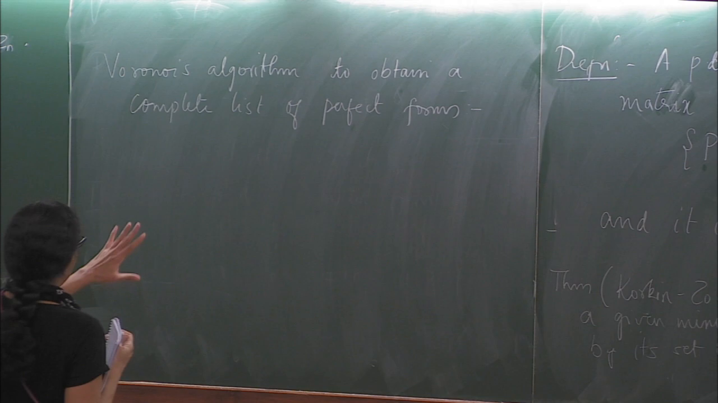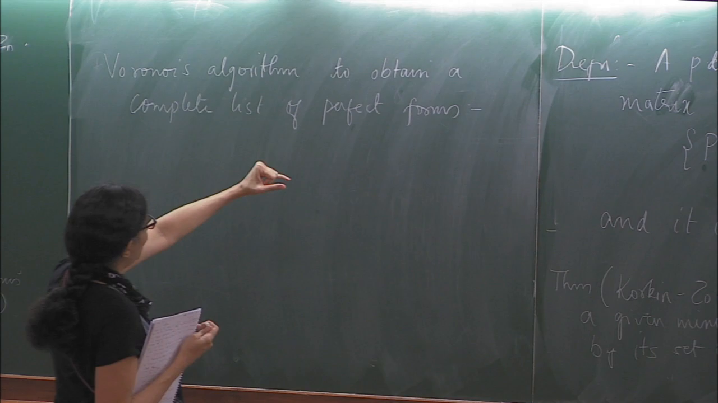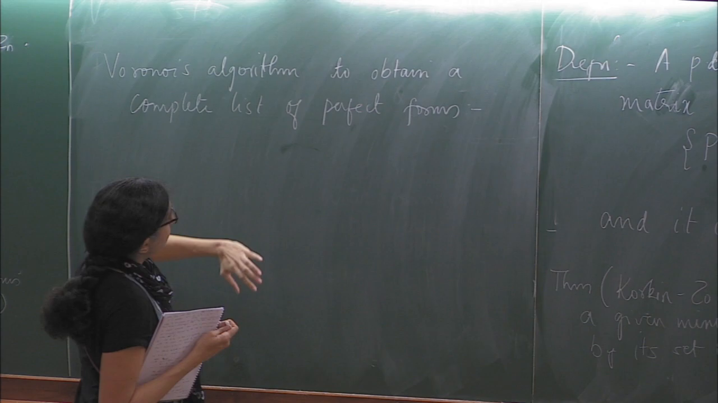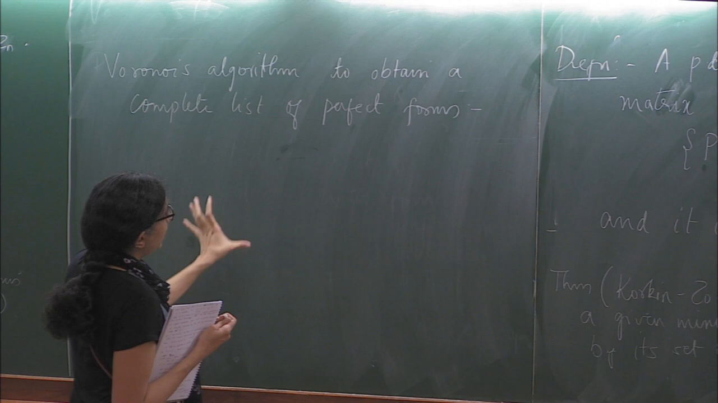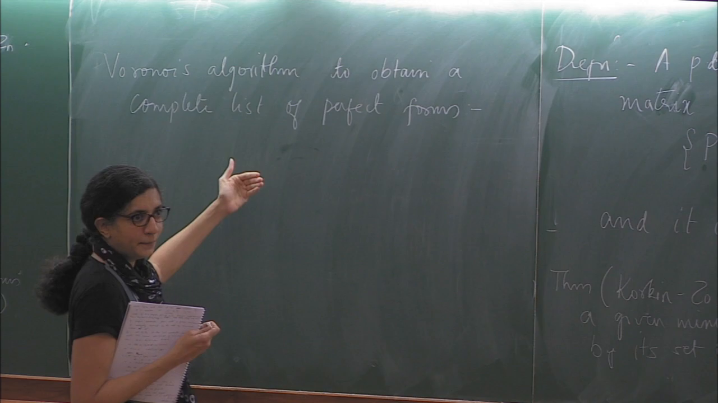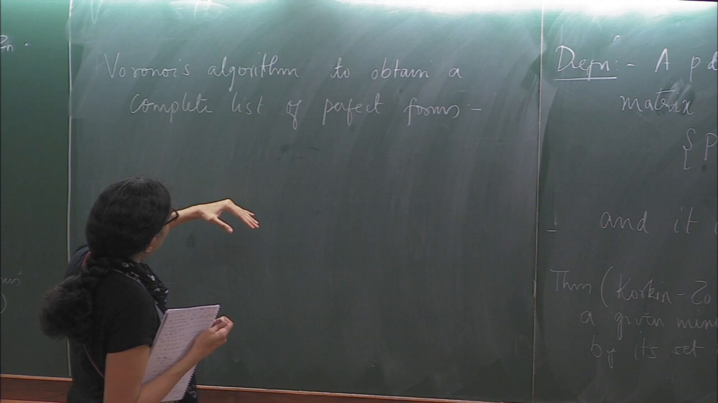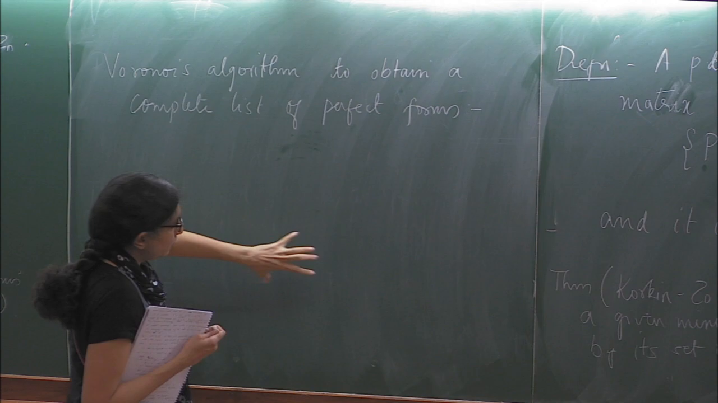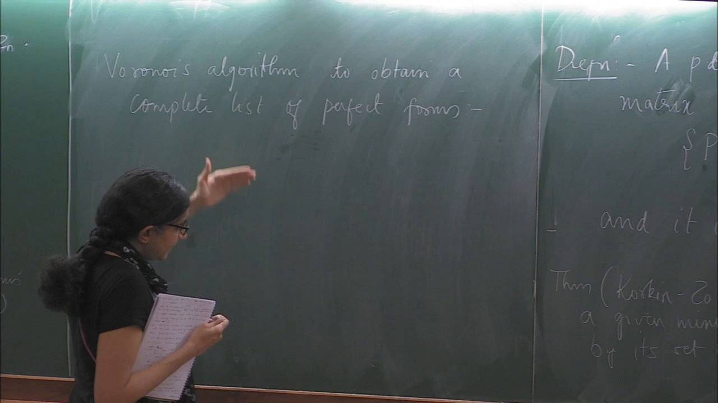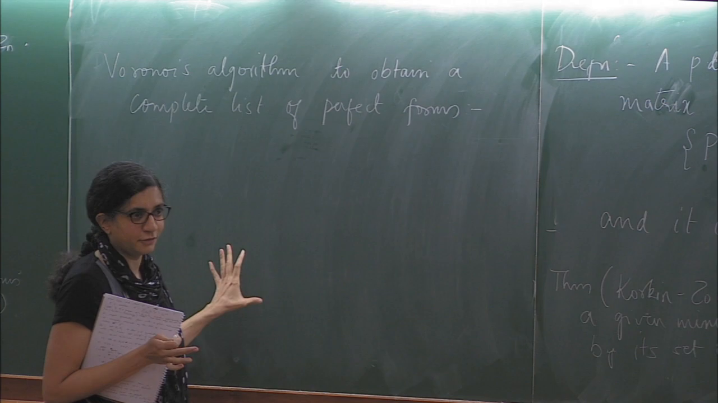So I'll just be as loose as I can about it because that's all I know about it. So you start with a perfect form and you look at what is called the Voronoi domain. I'll define that. And one can show that it is a polyhedral convex cone, and attached to each facet of the cone, one constructs a new perfect form. This will be a finite set, and these are called the forms that are neighbors of this perfect form. And then you repeat that procedure for each of the forms that you obtain. The algorithm of Voronoi basically says that this process terminates, thereby allowing you to obtain a complete list of perfect forms. But all I will do is just give you the definition of the Voronoi domain.